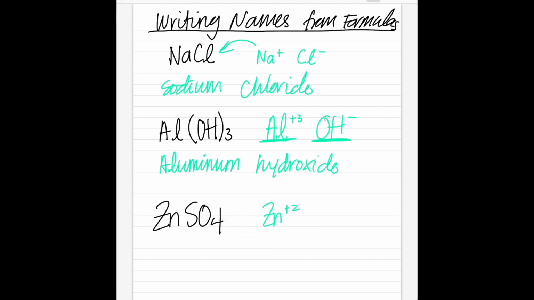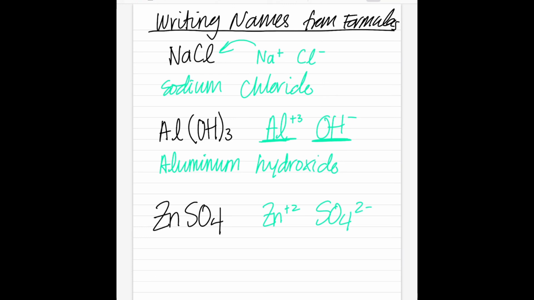Let's go ahead and find the ion for this part here. I noticed this is 2 capital letters, so that means it's going to be on the back side of your periodic table on that list of polyatomic ions. SO4. There's only one SO4, and it has a charge of 2 minus.